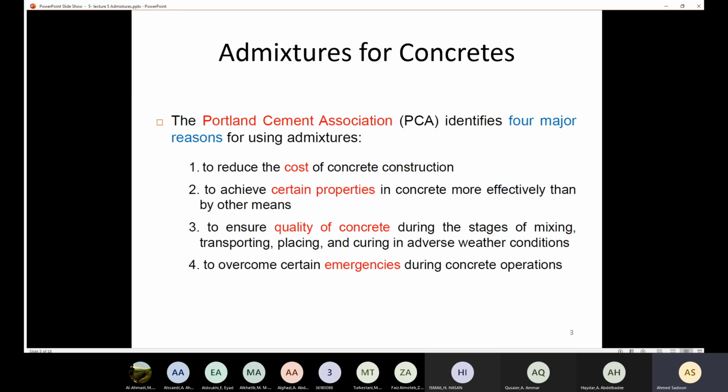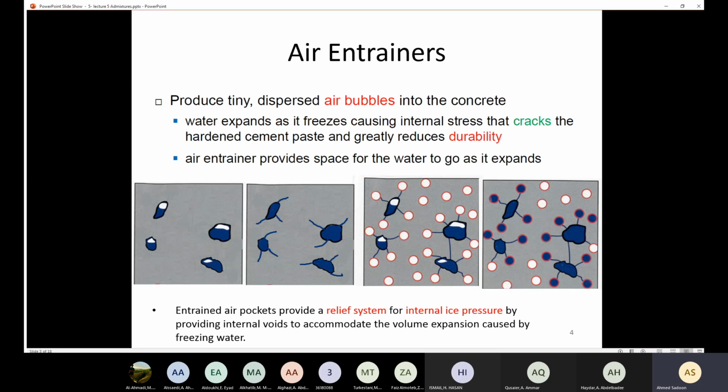The last reason for using admixtures is to overcome certain emergencies during construction operation. Sometimes an accident may take place during the casting of the concrete, and we are going to lose a large amount of concrete. But if we use admixtures, we may save that loss. So let's get started with the first type of admixtures. The first type of the admixture is the air-entrainers.